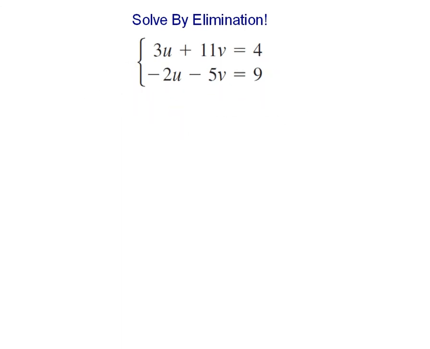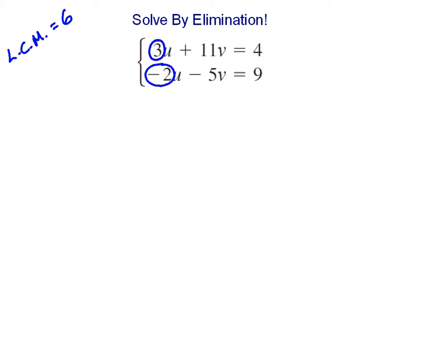So what we'll do is it's kind of like common denominators. We'll look at the u variable. We could use either u or v, but we'll look at the u. Here we've got 3 and here we've got a -2. Okay, so if you think about it, the lowest common multiple of those two numbers is going to be 6 or -6. So if we could make one of those numbers 6 and the other one -6, then when we add them, they'll disappear. So how do we do that now?